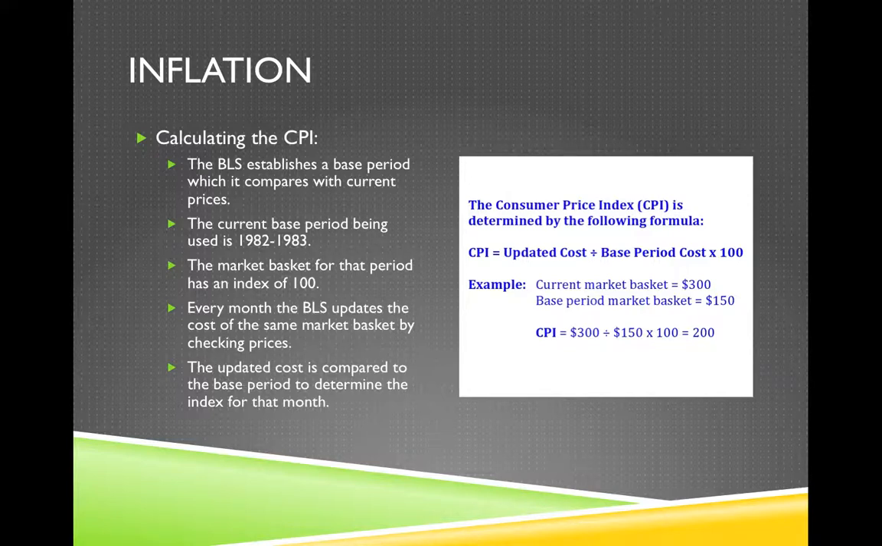If you look to the right, the formula is the updated cost of the consumer good divided by the base period cost times 100. So if the current market basket is $300 and the base period market basket is $150, 300 divided by 150 is 2, times 100 is 200. The Consumer Price Index would be 200.